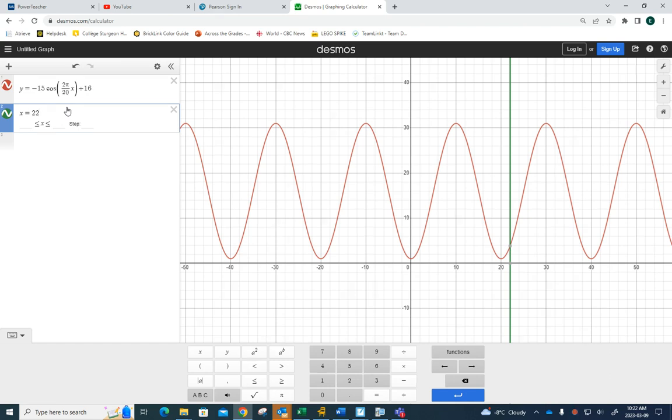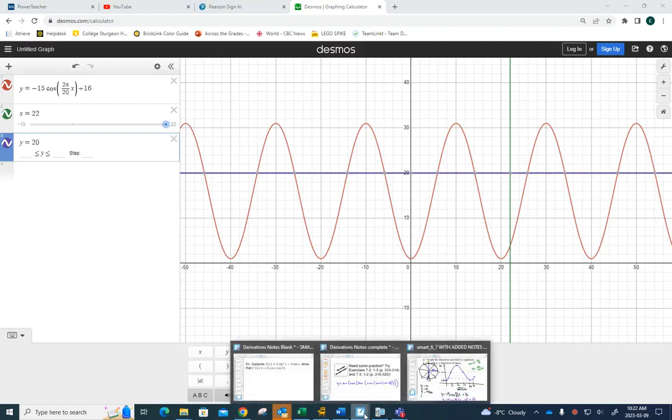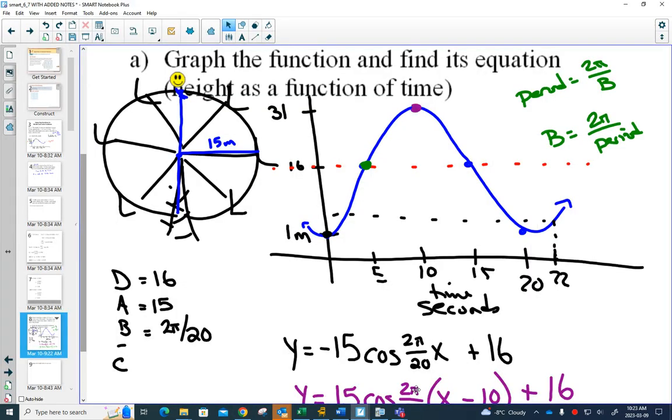Next question says, estimate when you would be 20 meters above the ground. So I draw a horizontal line at 20. At 5.9 seconds, also at 14.1 seconds, you would be at 20. Now it says estimate, so if you were just estimating it, you would go back to your graph. You would draw a line at 20. And you would do an estimate where those points are.